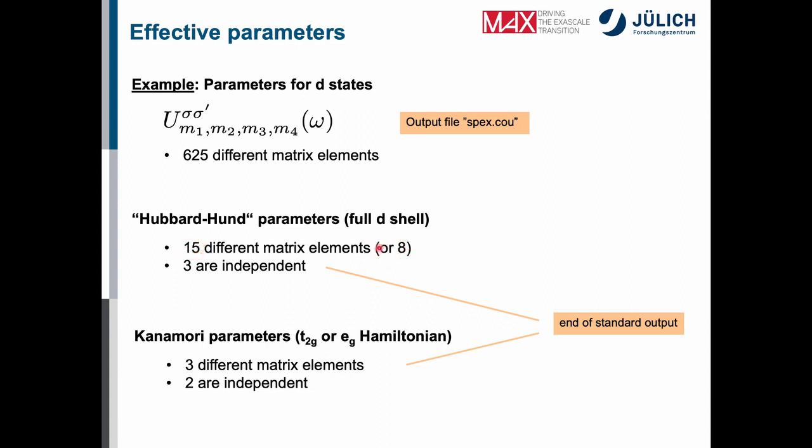And only 8 matrix elements will be different with another simplification of the Hamiltonian, often made in DMFT calculations, where one expresses the electron-electron interaction only in terms of density operators. Of these 15 or 8 different matrix elements, only 3 are independent, and the others can be constructed from these 3. The 3 independent parameters are given at the end of the standard output of the Spex code.